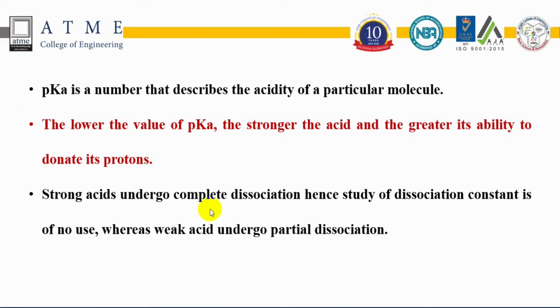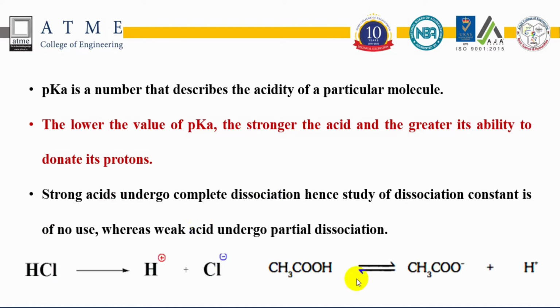Strong acids undergo complete dissociation, hence the study of dissociation constant is of no use, whereas weak acids undergo partial dissociation. If you look into the two equations, HCl, which is a strong acid, completely ionizes when dissolved in water, whereas acetic acid is a weak acid which partially ionizes when dissolved in water. Hence, pKa value is measured for weak acid.